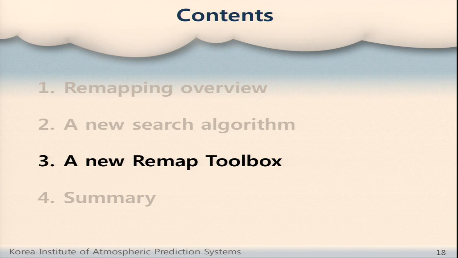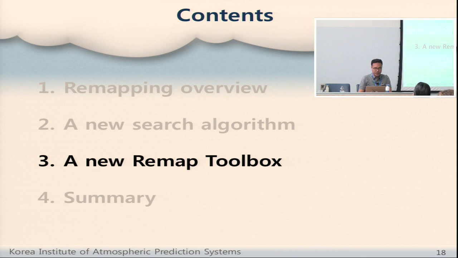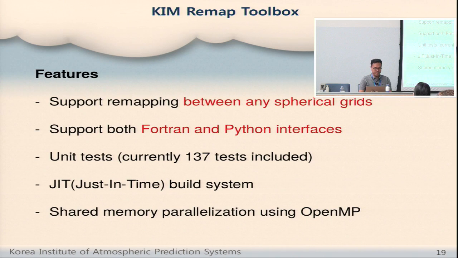Now, let's take a look at a new remap toolkit that implements the above remapping methods. The name KIM is the name of the global atmospheric model project developed in my company. The main features of the remap toolkit are as follows. It supports remapping between arbitrary spherical grids, even randomly distributed points on the sphere. And it supports both Fortran and Python interfaces.